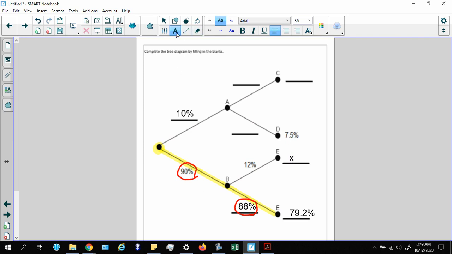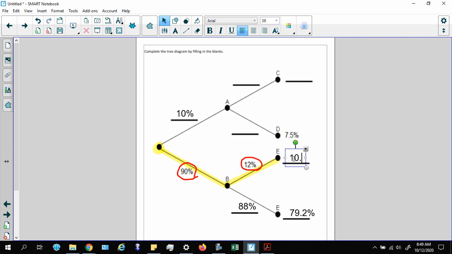Okay? Now, let's try to answer this one right here. Again, looking at it like a map, we would have to take the 90% route, and then we would have to take this road here, which is 12%. Well, doing exactly what we just did, 90 times 12%, x will end up being 10.8%.